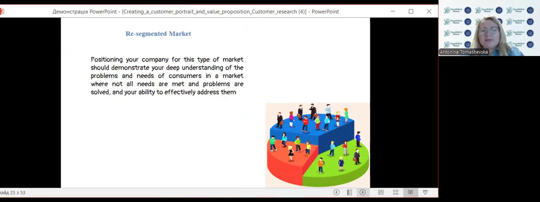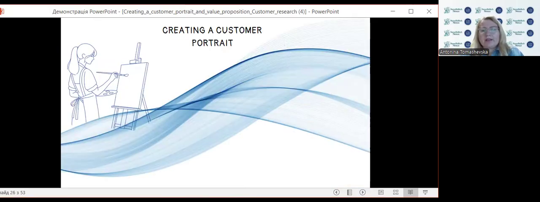In modern business, the key to success lies not only in the quality of a product or service, but also in a deep understanding of who exactly they are created for. Companies that try to target everyone at once lose efficiency, since each group of consumers has its own unique needs, values, and motivation.